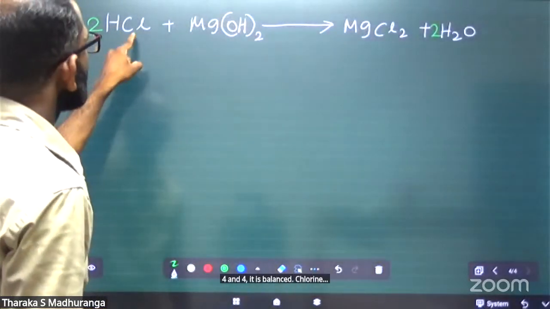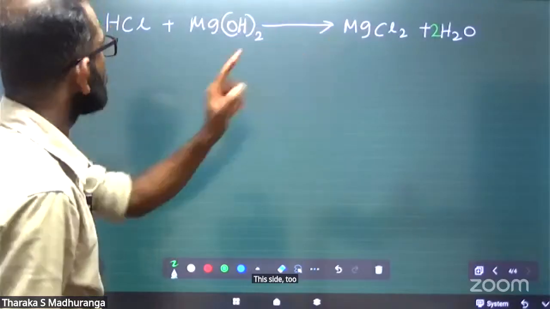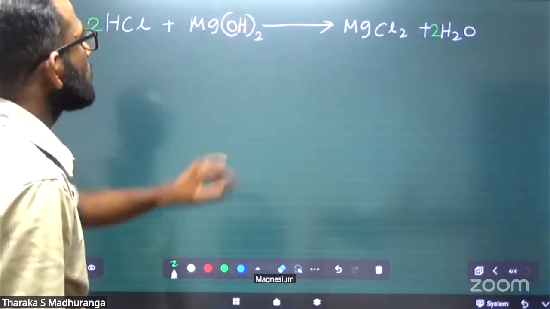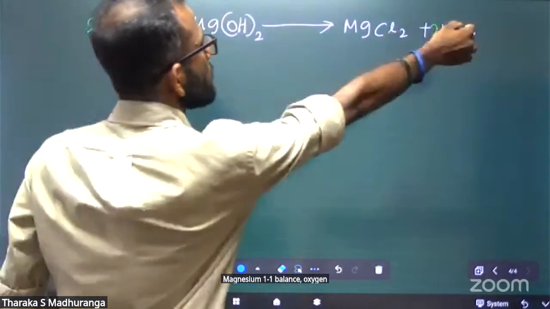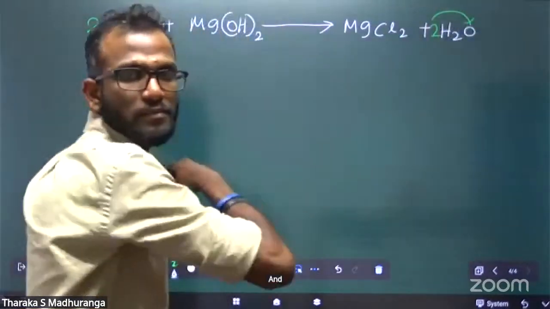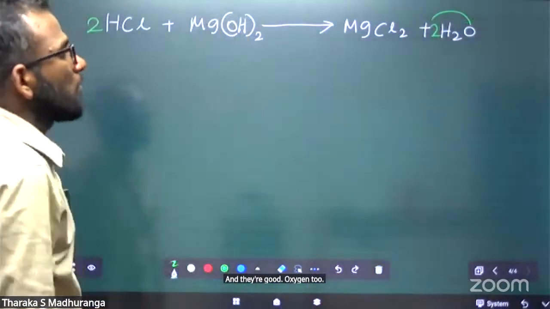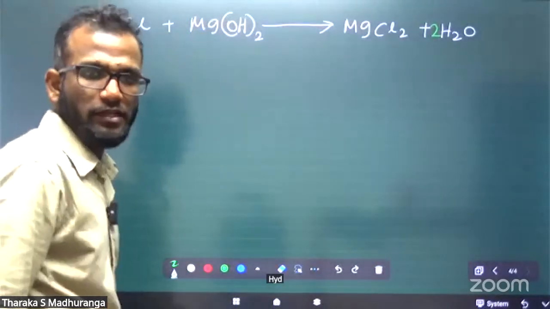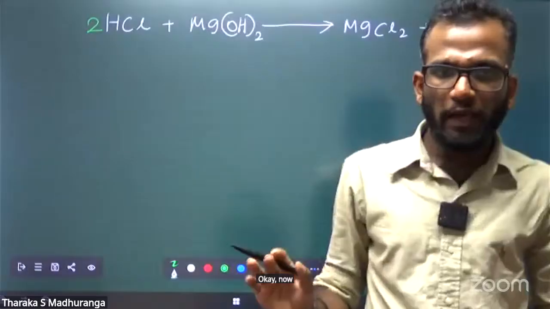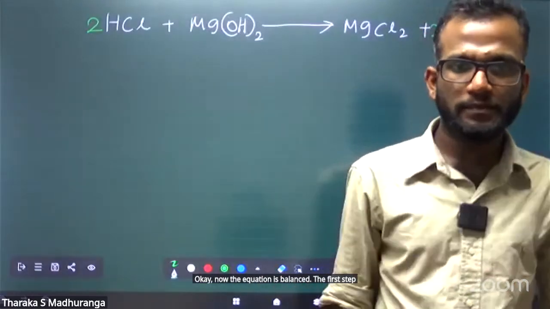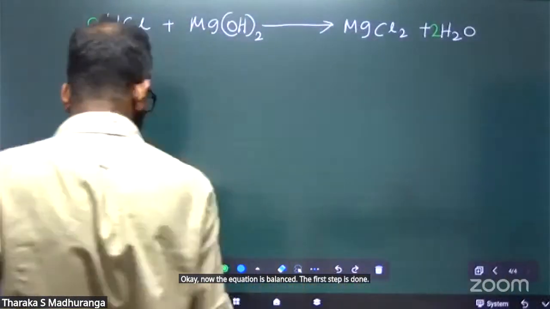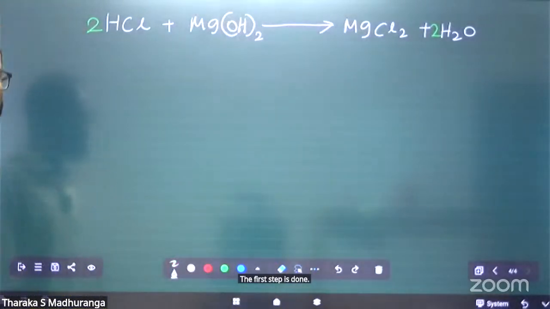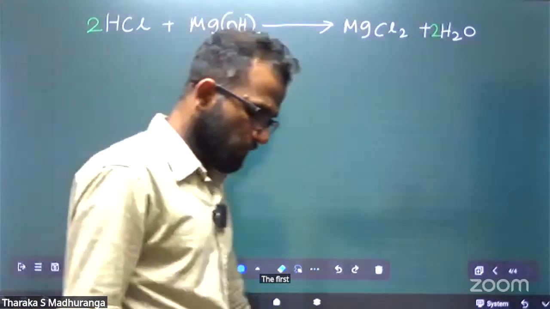Chlorine, this side 2, the right side 2. Magnesium 1, 1, balanced. Oxygen 2, oxygen 2. Hydrogen already balanced, right? Okay, now the equation is balanced. The first step is done.